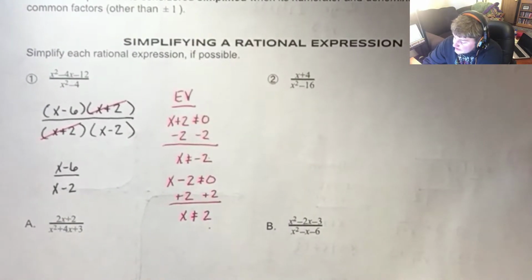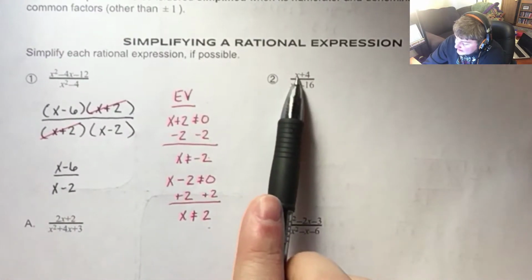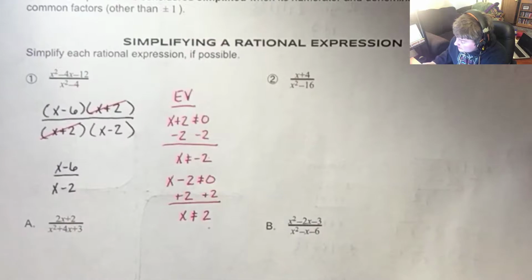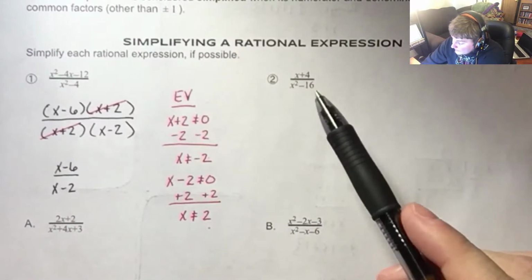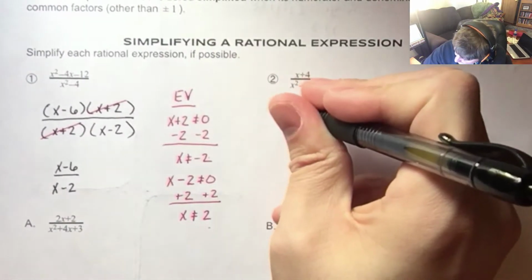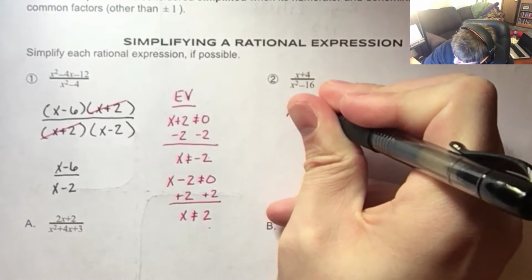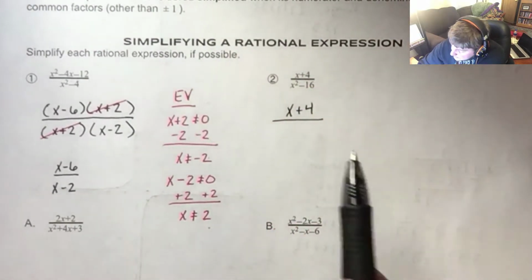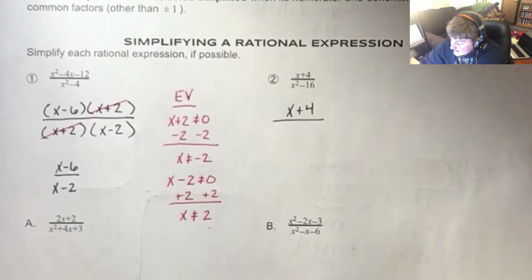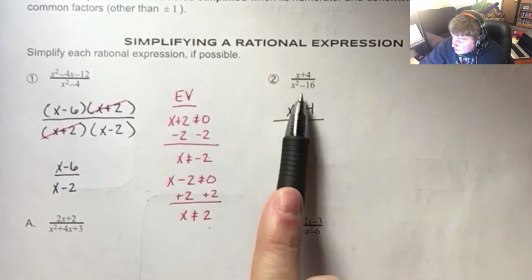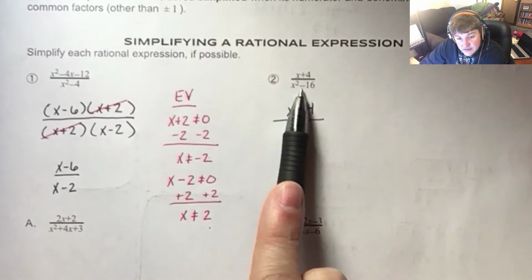Okay, let's do number 2. So number 2 is x plus 4 over x squared minus 16. So I'm looking at x plus 4. There's 2 terms. Okay, but x is not a perfect square, so that means x plus 4 is just simplified. Okay, second one, x squared minus 16. It's got 2 terms, so I'm looking for a difference of squares, difference of cubes, or sum of cubes. I'm looking at the difference ones only because it's subtraction.